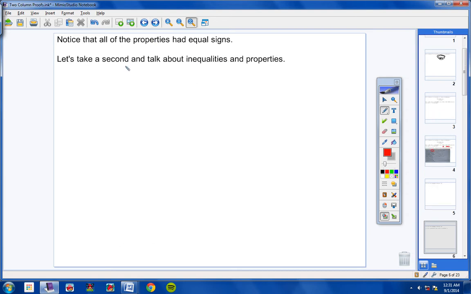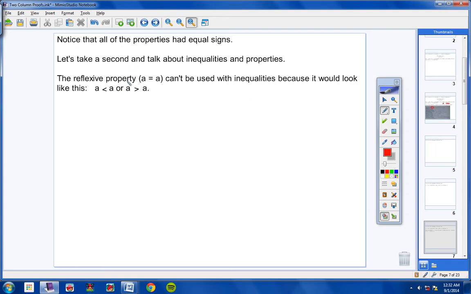Let's take a second and let's talk about inequalities and properties. So we were just looking at equalities and properties, equal signs. Now let's take a second and talk about inequalities and properties. And again, I will tell you when you need to write something down, and right now just sit back and listen, okay? The reflexive property, A equals A, you don't need to write this down unless you want to, but you don't need to. It cannot be used with inequalities.